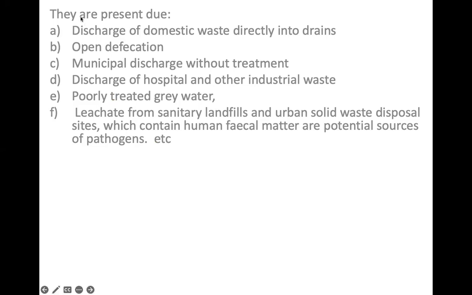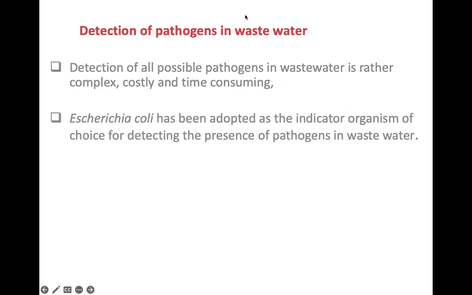And this is because there is a discharge of domestic waste directly into drains. People are openly defecating. There are municipal discharges without treatment. Hospitals are discharging their waste without treatment. And even when gray water is treated, it is poorly treated. In areas where we build treatment systems, leachate from these sanitary fields ends up polluting these water sources.